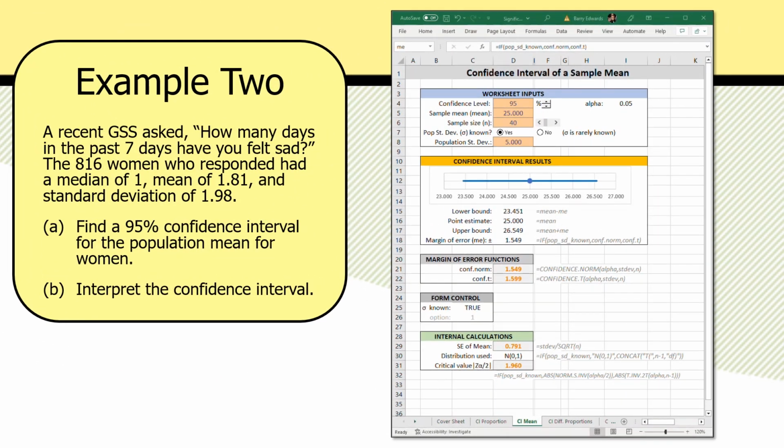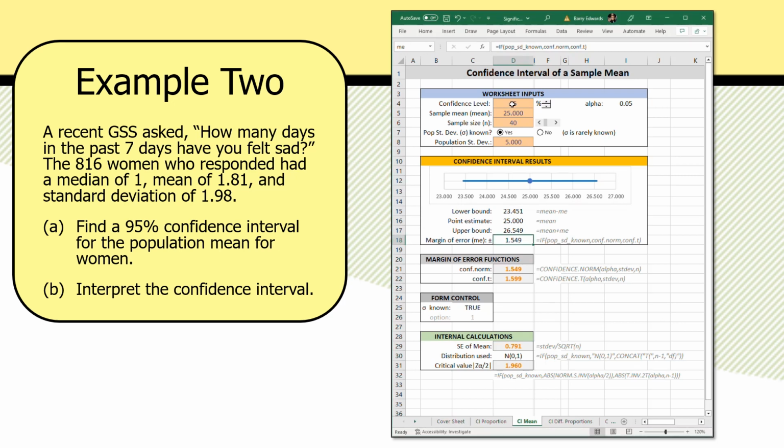All right, here's another confidence interval of a mean problem. This one reads, a recent GSS asks, how many days in the past 7 days have you felt sad? The 816 women who responded had a median of 1, mean of 1.81, and a standard deviation of 1.98. Part A, find a 95% confidence interval for the population mean for women. Let's go ahead and just do that now.